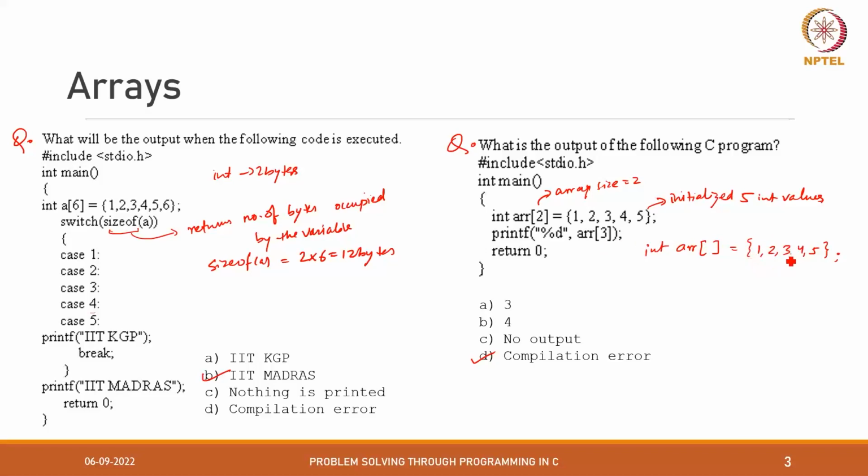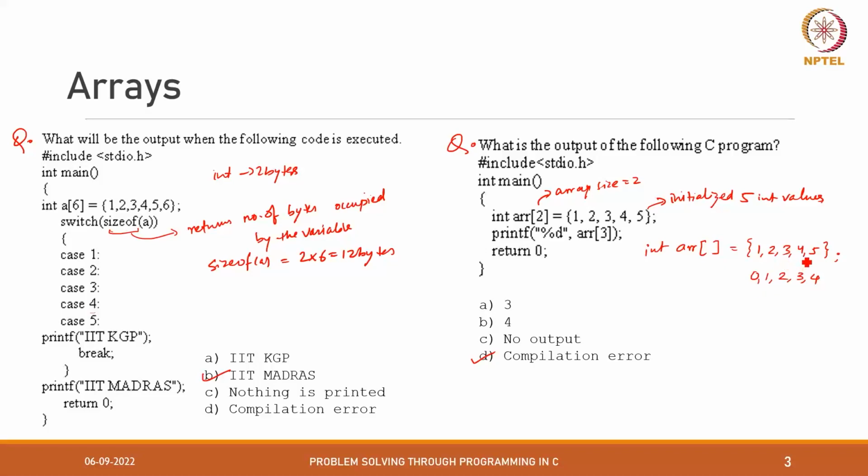Yeah, but should it print 3? The index starts from 0. So no matter what we have initialized here, the values themselves don't matter. Whenever we are writing ARR in brackets of something, that means we are saying that this is the index, and index always starts from 0.